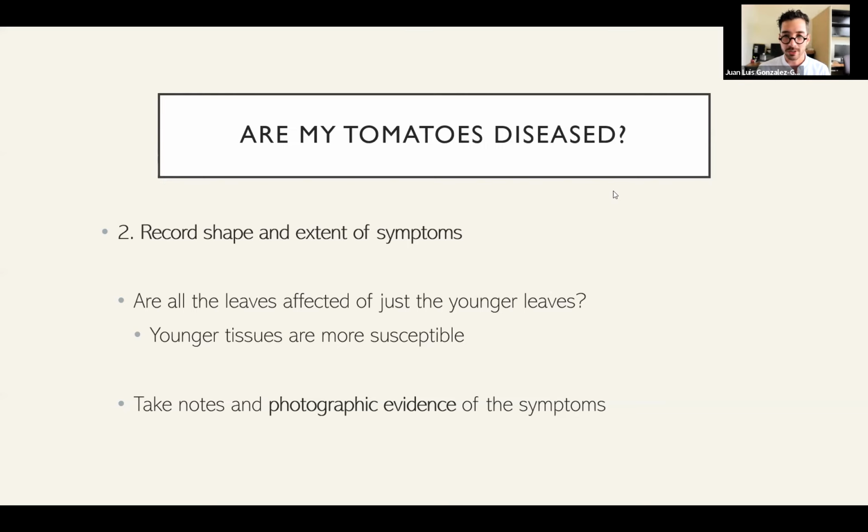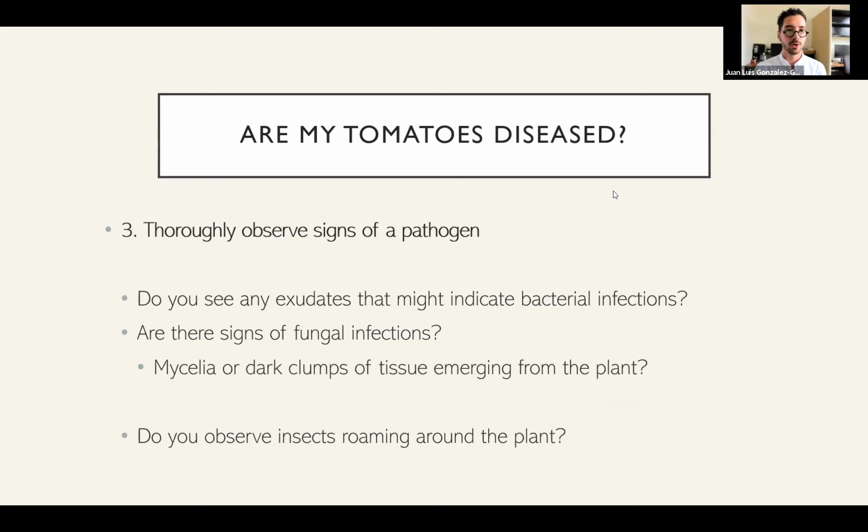Also, it is particularly important to take notes and detailed photographic evidence of what you see that's happening to your tomatoes. Third, have thorough observations for signs of a pathogen. Do you see any exudates that might indicate an infection with a bacteria? Are there signs of any fungal infection like mycelia or dark clumps of tissue emerging from the plant? Basically, do you observe insects roaming around the plant?